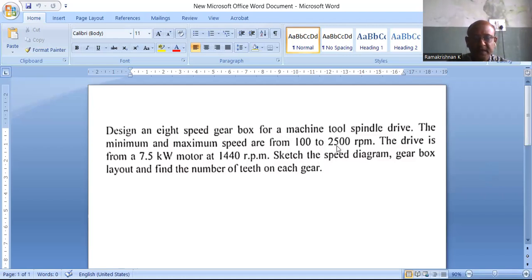So the minimum and the maximum speeds are given, 100 and 2500 RPM. Then the input source of power is the motor with 7.5 kilowatt and runs at 1440 RPM. So we have to design the gearbox with a ray diagram or speed diagram, the gearbox layout, and the number of teeth on each gear. So let us have a look at this problem.